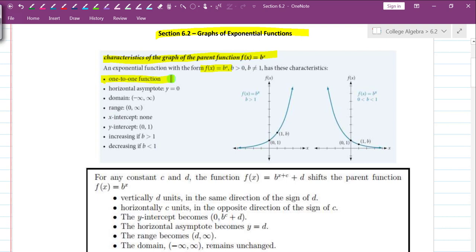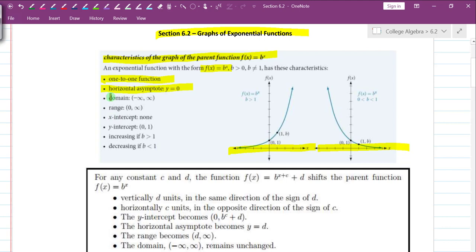The horizontal asymptote is the x-axis right here. Okay, so that is your horizontal asymptote. We get infinitely close to the x-axis. Visually, you won't be able to see that you're not touching it, but the reality is you never actually touch or cross the x-axis, or the horizontal asymptote in this case.